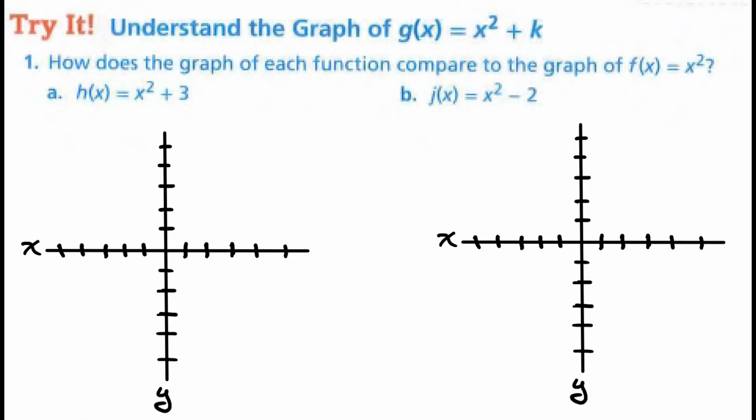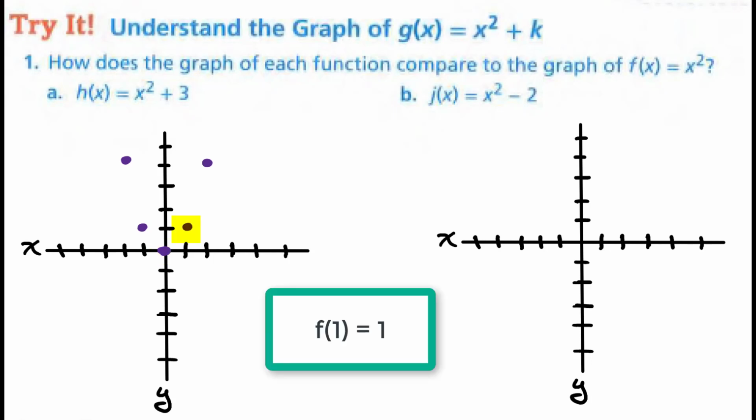Example 1, part A. Now we're given h of x is equal to x squared plus 3, and we want to compare this graph with the parent function f of x equal to just x squared. Let's start by plotting 5 points that correspond to our parent function f of x equal to x squared. Our first point, the vertex, is at 0, 0. In this example, our h is 0 and our k is 0. That's the f of x function we're talking about.